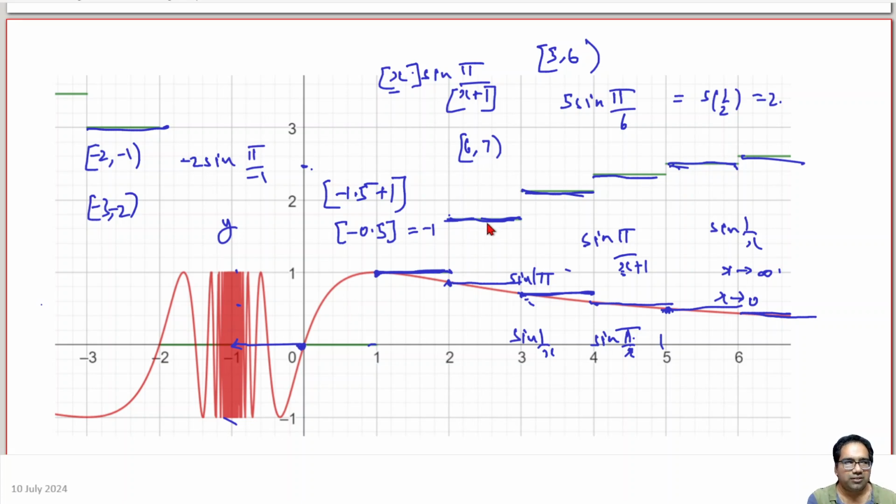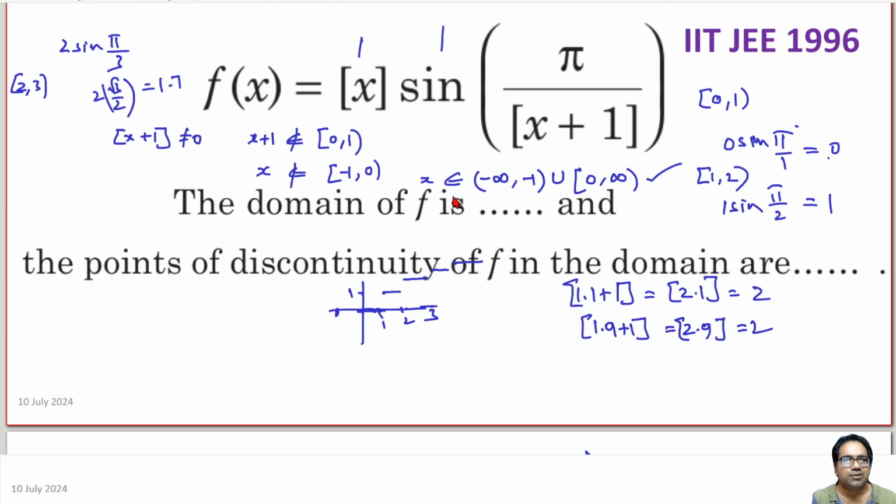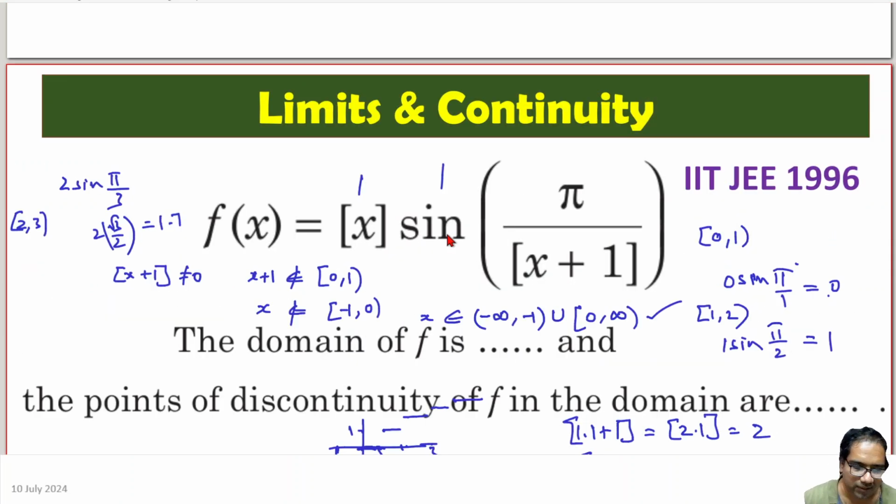But this graph is not even needed to solve this question, because just by substitution itself we can say between different integers how this function is continuous or discontinuous.